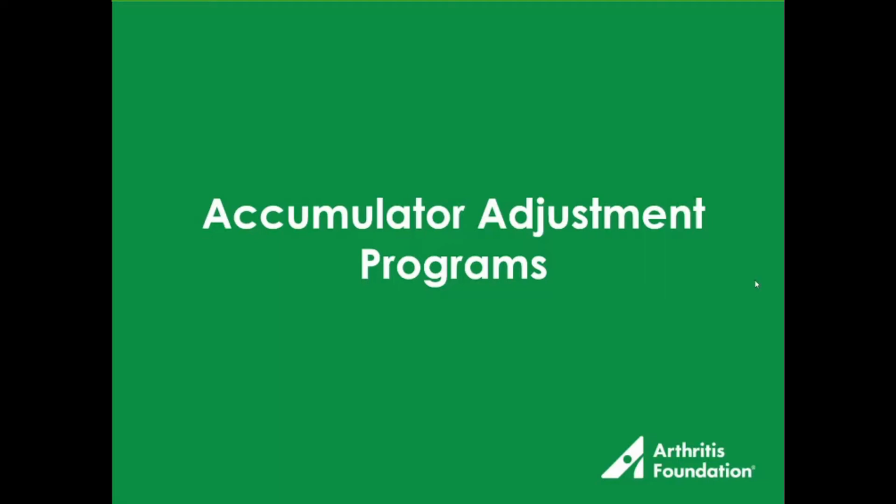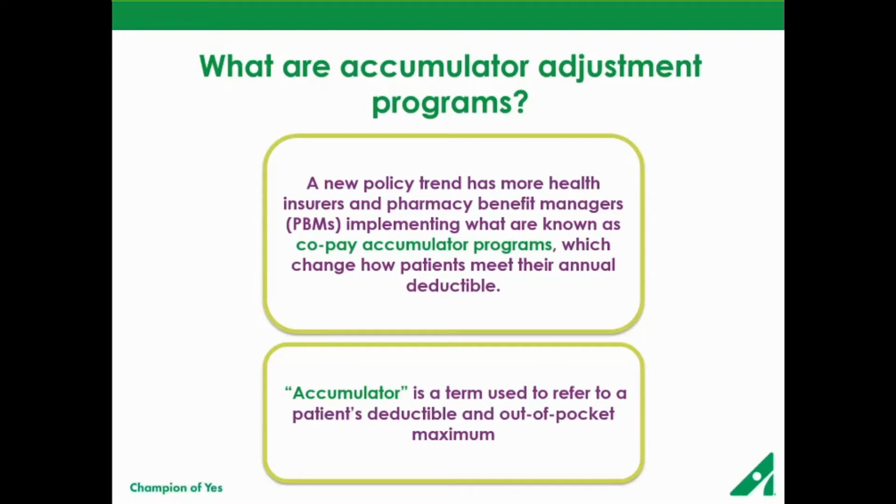Hi, everyone. Glad to be here with you today. So accumulator adjustment programs is probably a term that you're not familiar with. It's not a household term for most of us. But this is a new policy trend that we're seeing in particular this year by some pharmacy benefit managers and health insurers that are affecting the way copay cards can be used for your deductible. So accumulator is a term used to refer to your deductible or out-of-pocket maximum.